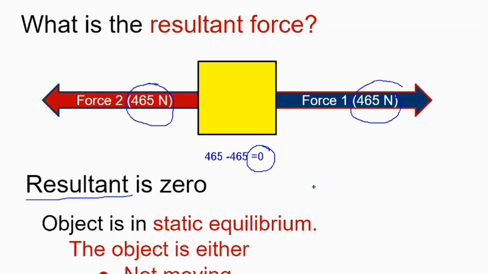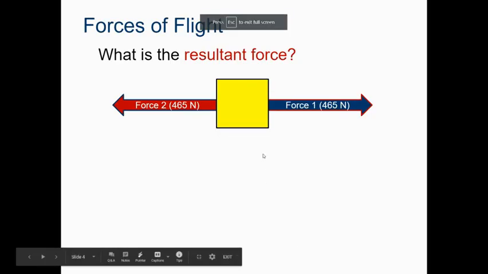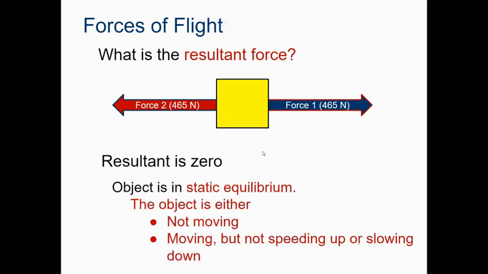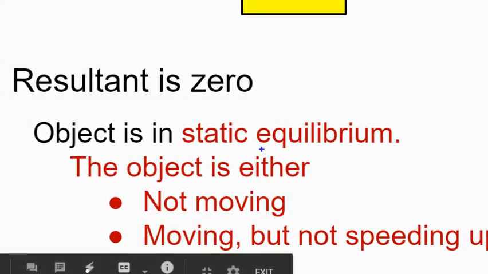So if there's a tug of war, and both teams are pulling with the same amount, this object, which is the rope, is not going to move. It is not going to speed up in either direction, to the left or the right. When an object is in the midst of a tug of war with equal forces on each side, we have a special term for it. That special term is called equilibrium. If the resultant is 0, we say that the object is in static equilibrium. Equal force on both sides.